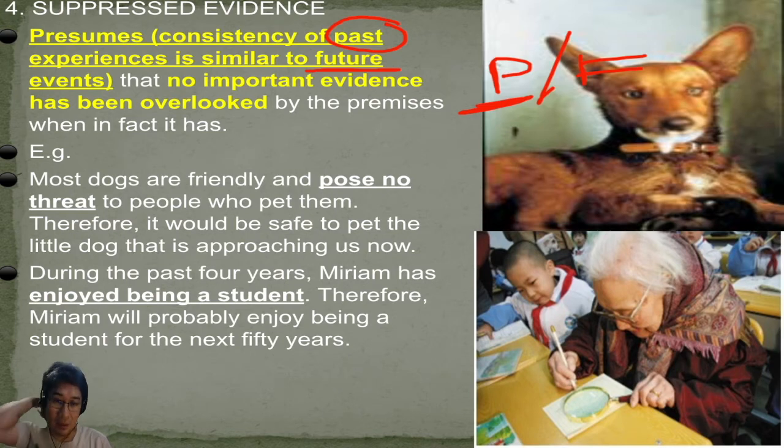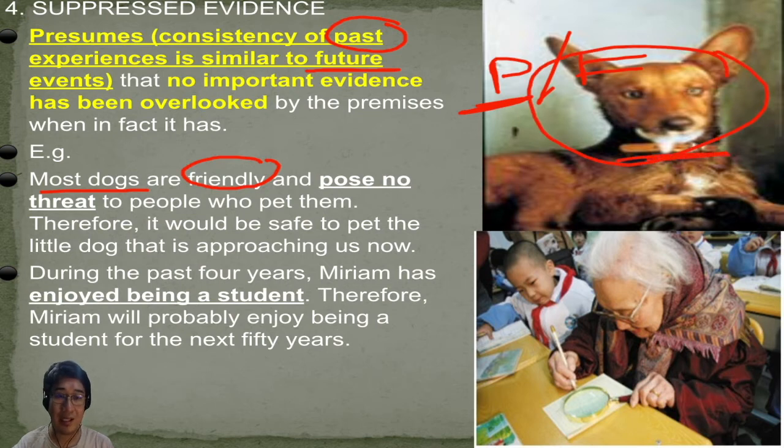Okay, tingnan natin. Most dogs are friendly and pose no threat to people who pet them. So again, most dogs are friendly. This is based from my past experience. They pose no threat. Therefore, it would be safe to pet the little dog that is approaching us now. Now, what if the little dog looks like this one? Bumubula pa yung bunganga. Does that mean that it doesn't pose any threat? Kasi nag-assume ka from your past experiences. Most dogs are friendly. Nag-presume that it would be safe to pet the little dog that is approaching us now.